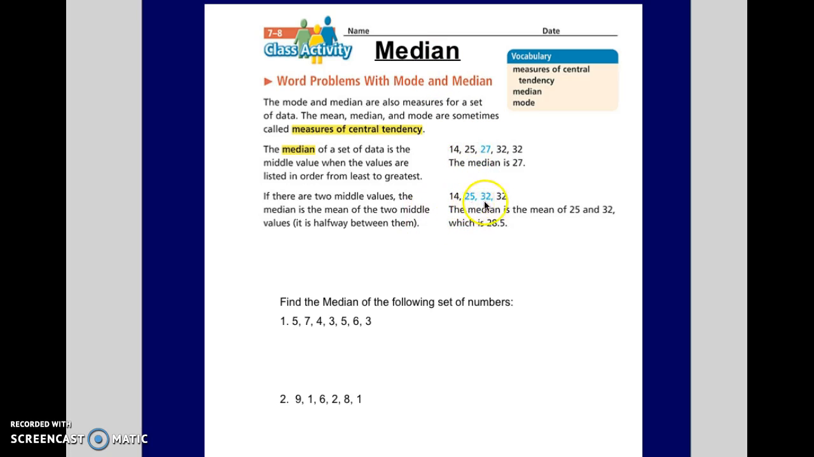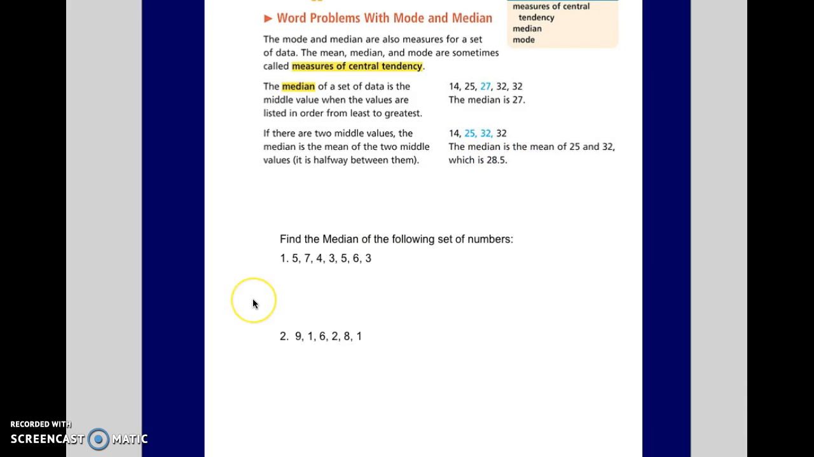What if there are 2 numbers in the middle, like this? In that case, you find the median by taking the mean of those 2 numbers. So just like we did on the previous page where we added those numbers together and divided by the number of numbers, we do the same thing. So I'm going to add 25 plus 32 here, and then I would divide it by 2 because there's only 2 numbers that I'm trying to average. In this case, they would get a decimal, 28.5.